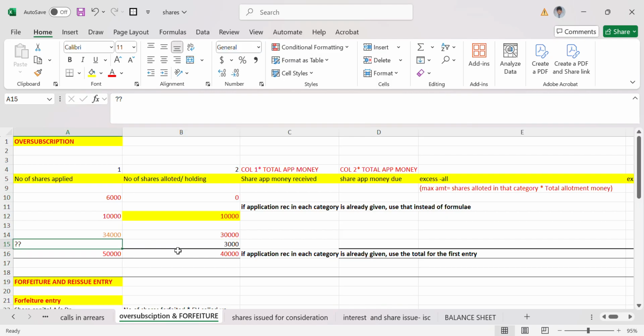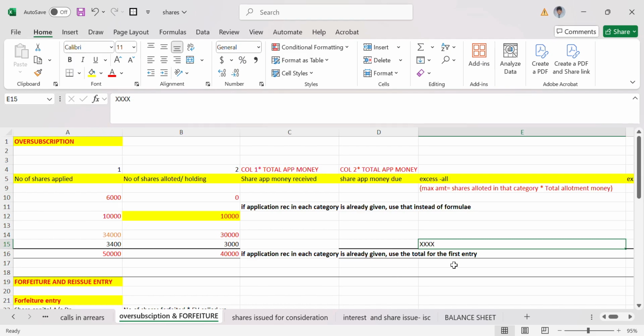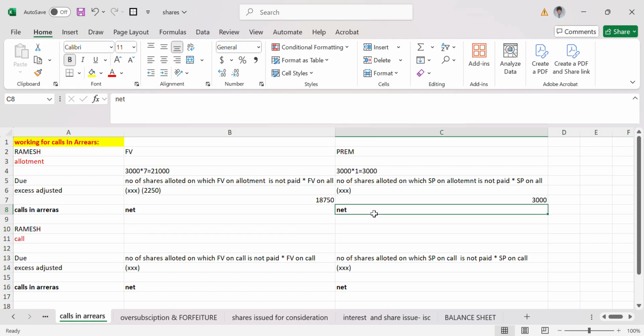So I'll find the number of shares applied. So I'll cross multiply 34,000 into 3000 divided by 30,000. So this means Ramesh had applied for 3400, he was allotted 3000. I will keep doing this working and I will see how much money is mentioned in the excess column for allotment. Whatever money is written here, that I will use for calls in arrears adjustment. So say suppose there 2250 is written, so I will minus 2250 from here, and I will get what is the net amount still not recovered from Ramesh for face value and premium.